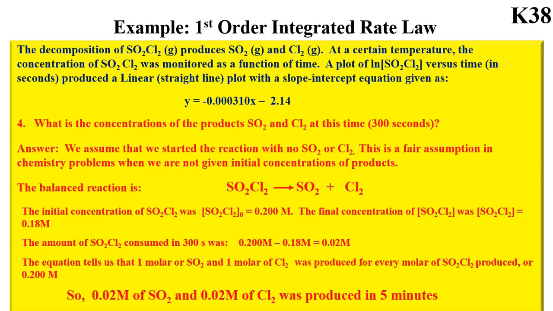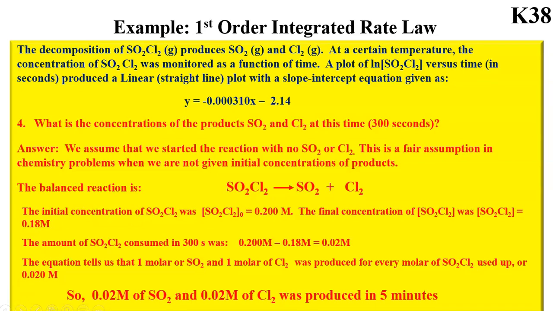Okay, so the initial concentration of SO2Cl2 was 0.2 molar. The final concentration of SO2Cl2 was 0.18. If we subtract the final from the initial, we get 0.2 minus 0.18 equals 0.02 molar. So that means we used up 0.02 molar of SO2Cl2.